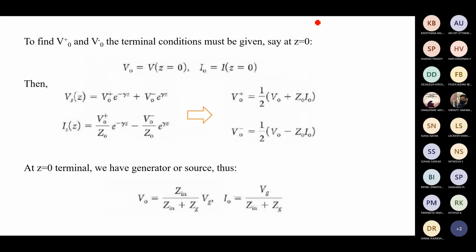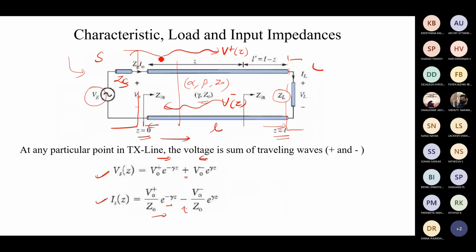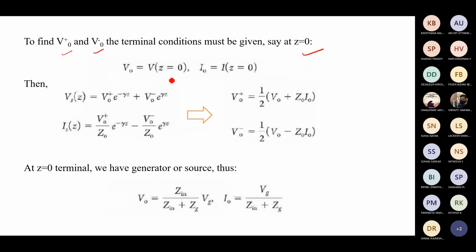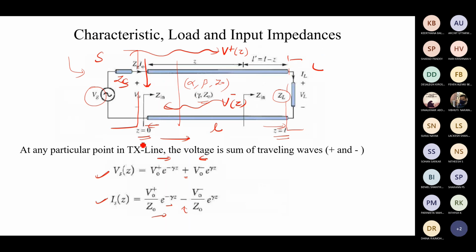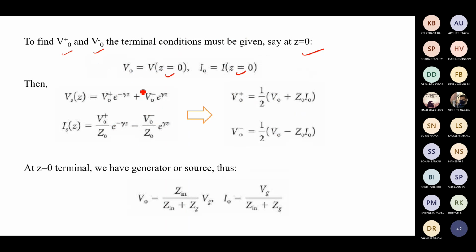Now we are going to characterize V0 and I0, which are nothing but the incident and reflected components at the z equal to 0 point, that is, at this particular point. So how to do that? We are going to say z equal to 0. When you substitute z equal to 0 in these two equations, this term will go to 1, this term will go to 1, everything will go to 1, and you will get all the voltage terms.